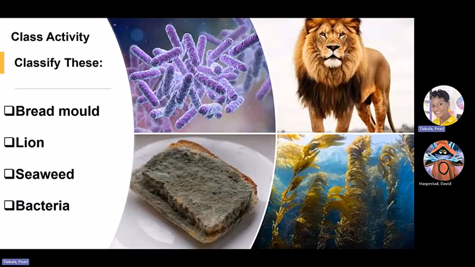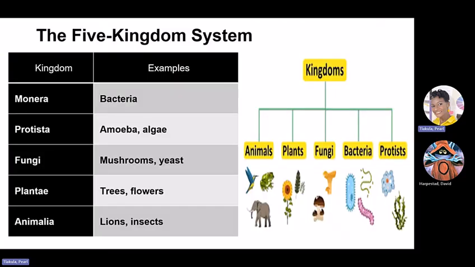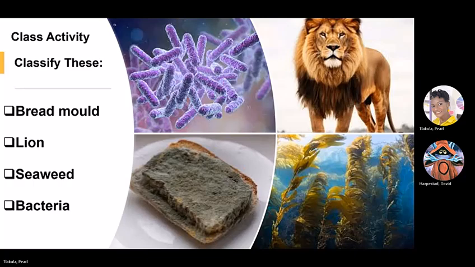Should I go back to the previous slide? We said we have 5 kingdoms. Here are your kingdoms: Monera, Protista, fungi, Plantae, Animalia. So classify where these organisms belong to: the bread mold, which kingdom, the lion, the seaweed, and the bacteria. Write in the chat box.